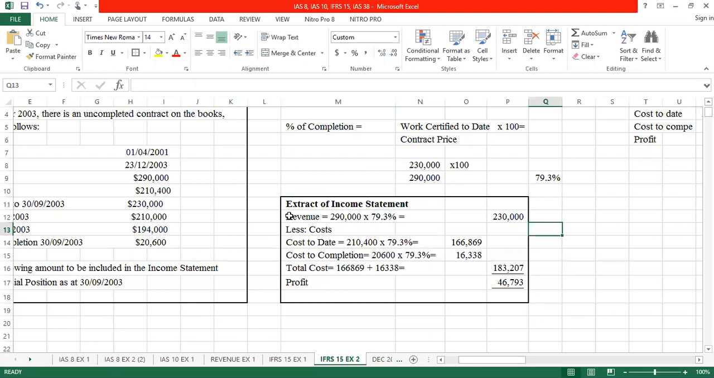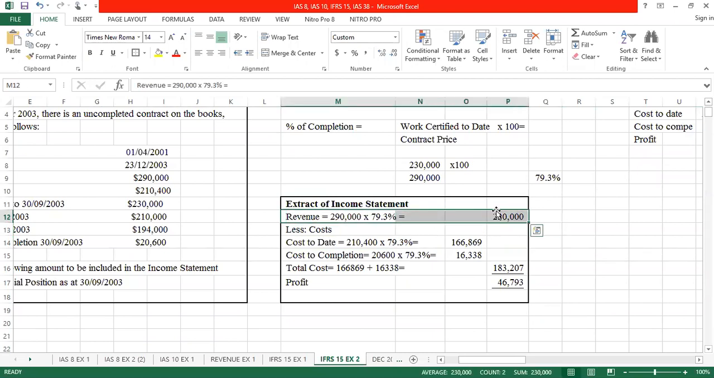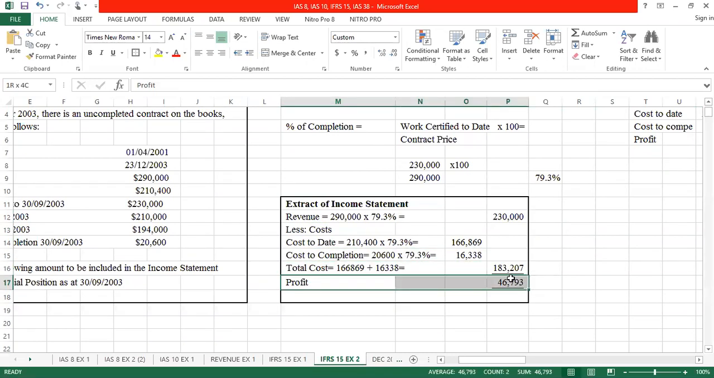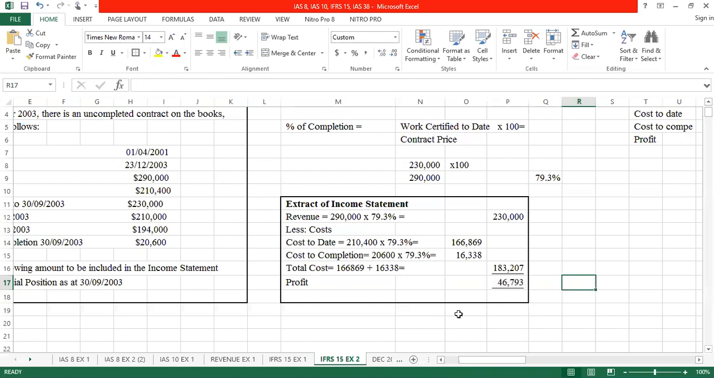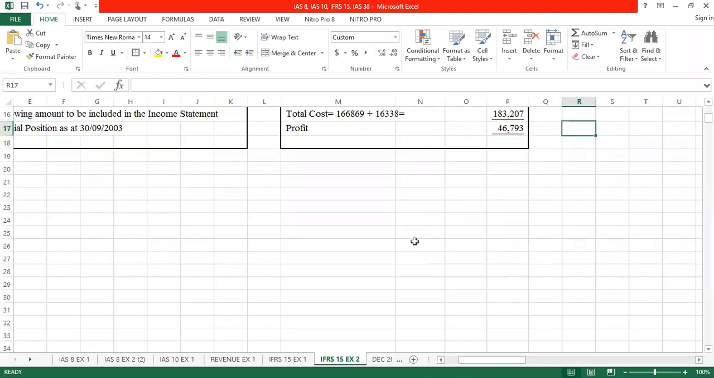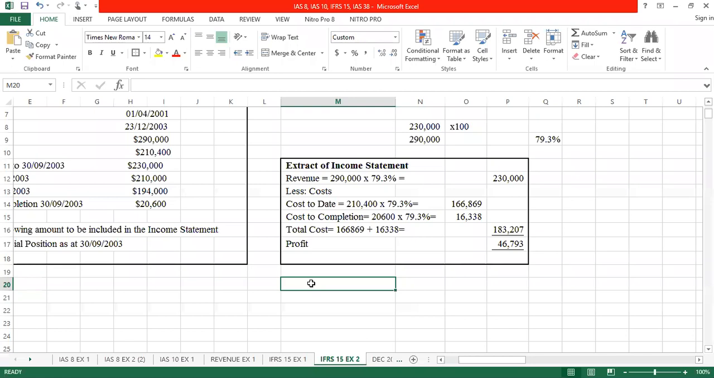So when you are preparing your income statement, your revenue, remember to include that. Your cost of sales, remember to include that. Your gross profit, remember to include that, because this may be part of another question. So let's go to the extract of the statement of financial position.